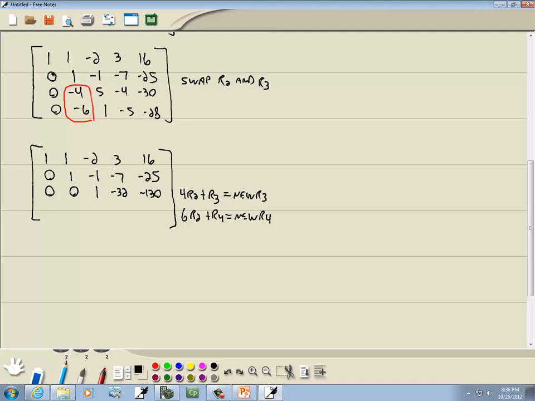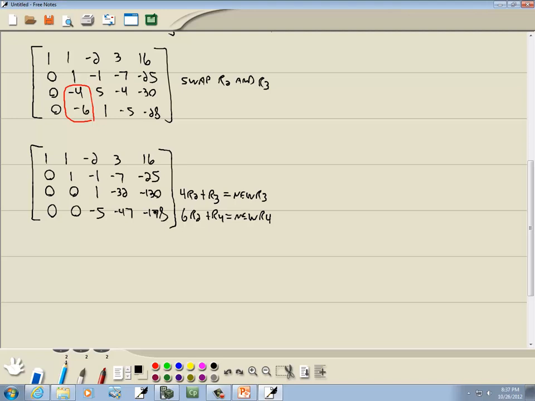Okay, and then 6 times row 2 plus row 4. 6 times 0 is 0 plus 0 is 0. 6 times 1 is 6 plus negative 6 is 0. 6 times negative 1 is negative 6 plus 1 is negative 5. 6 times negative 7 is negative 42, negative 47. 6 times negative 25 is negative 150, plus negative 28 is negative 178.